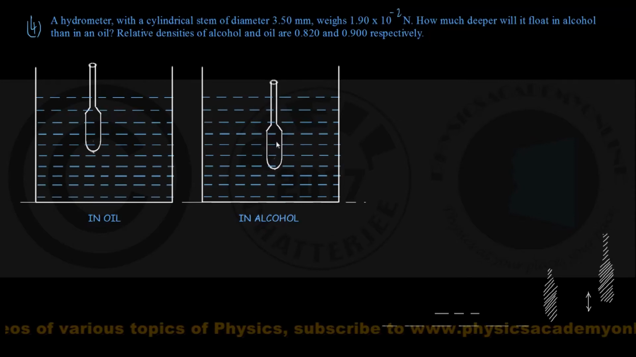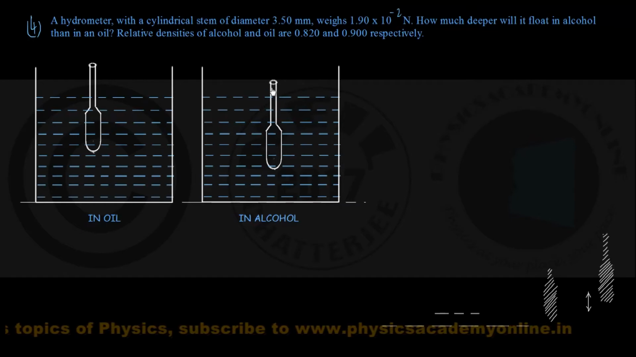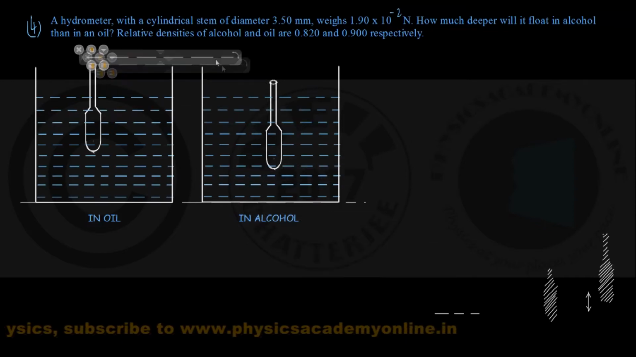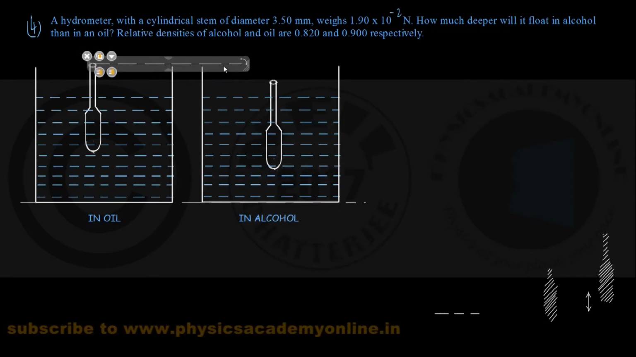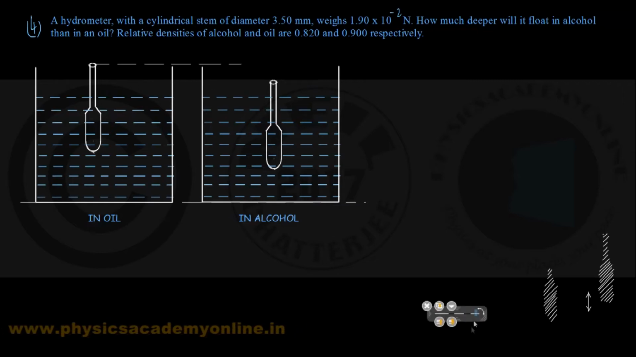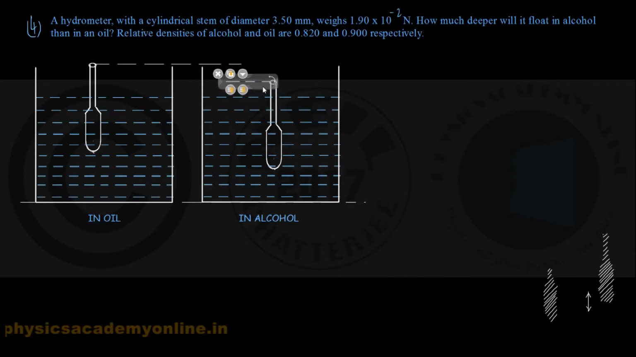So you can see by comparison, in this case the stem has gone deeper, and if we could draw two horizontal lines through the tips of the hydrometer in these two figures, this difference in height, let me call this h, we have to find this value of h. So I read the question once again.